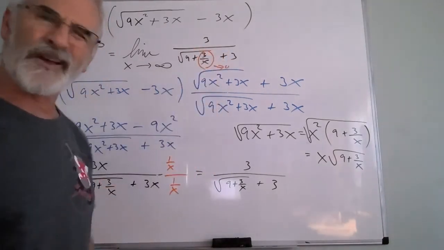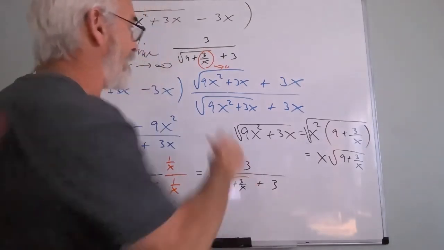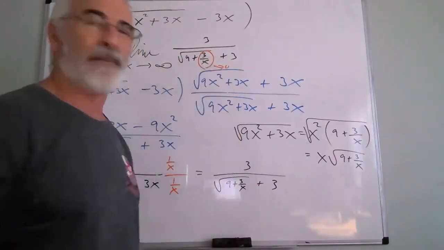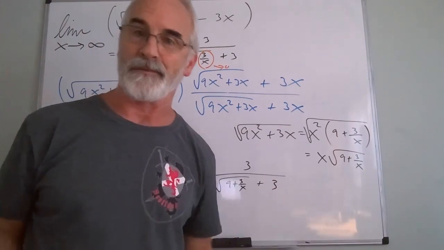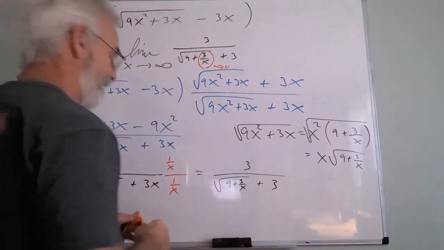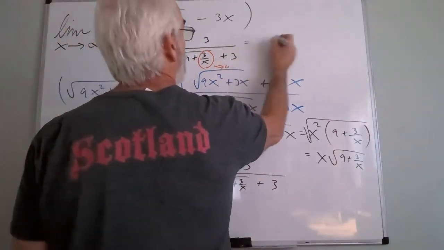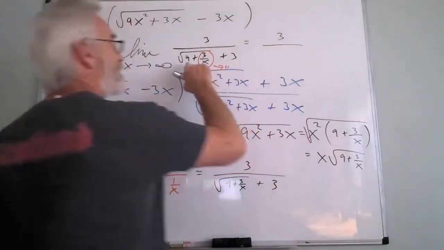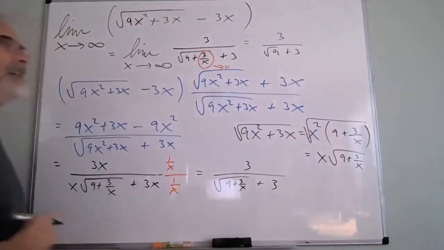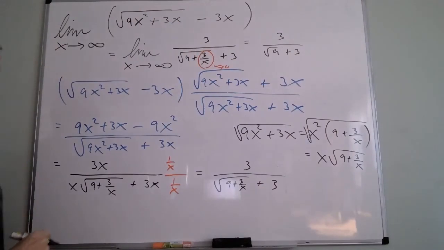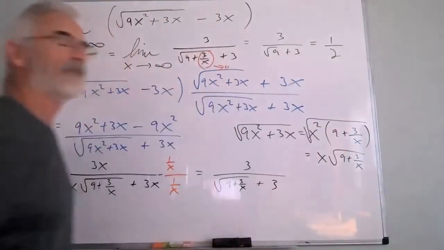If somehow I messed up the algebra and I had a difference here, I'd be back in the same boat as I started the problem. I'd have a denominator that is infinity minus infinity, something evil. Okay. My numerator is 3. My denominator is approaching the square root of 9, plus 3. So my limit is, well, that's 3 over 3 plus 3, and that's just a half.